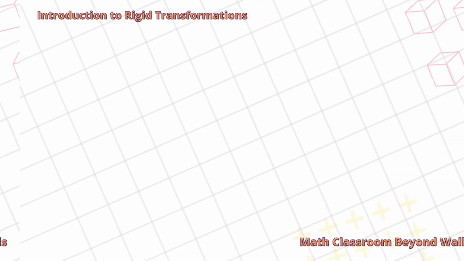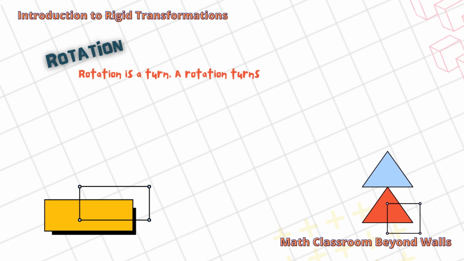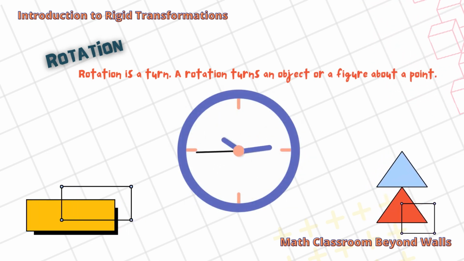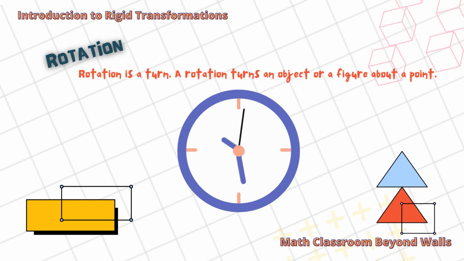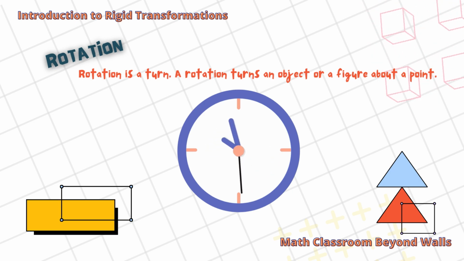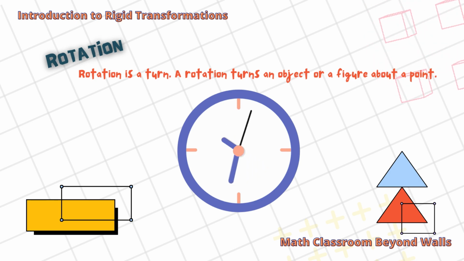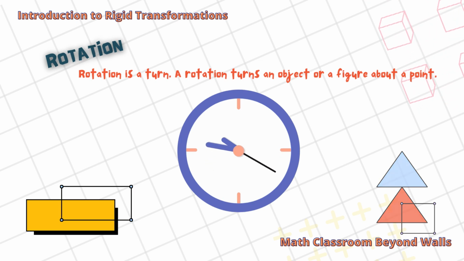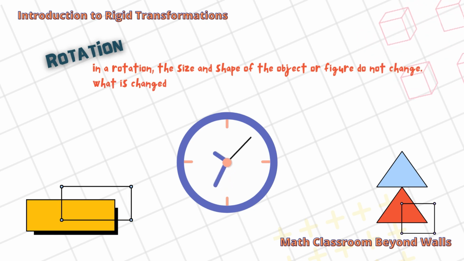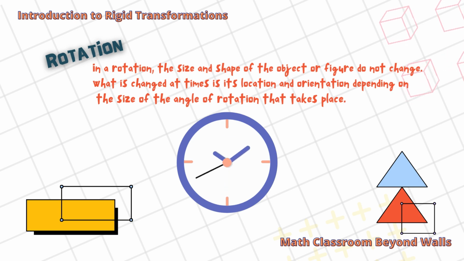The third one is rotation. Rotation is a turn. A rotation turns an object about a point. Look at the object this time. Is there a change in the size and shape of the object after it is rotated? Again, no. The size and shape of the object are the same. At times, a single rotation could result in its position and/or its orientation being changed, depending on the size of the angle of rotation that takes place.